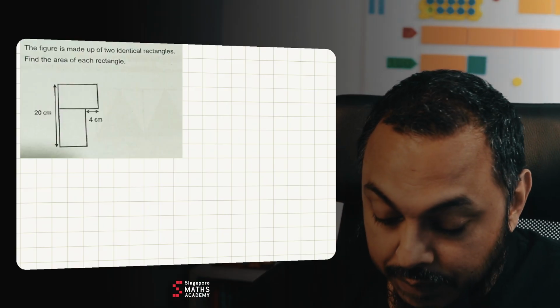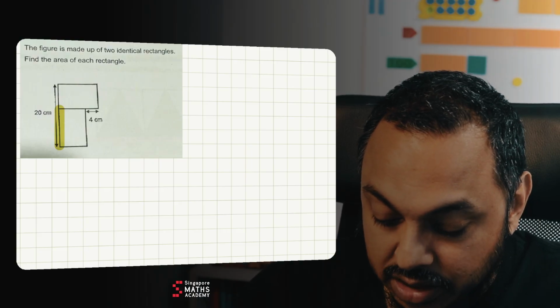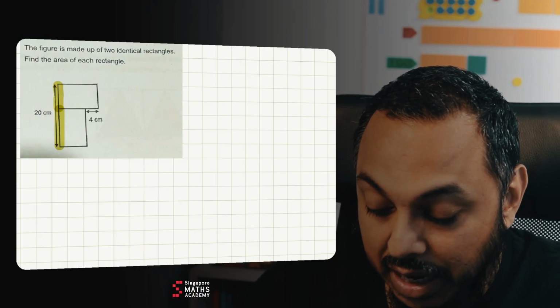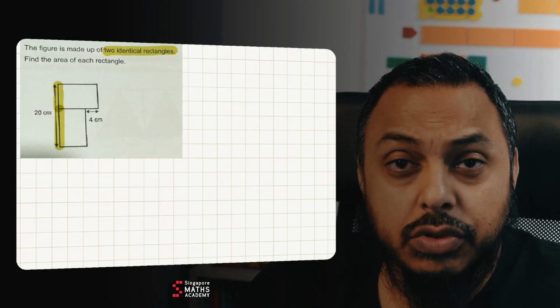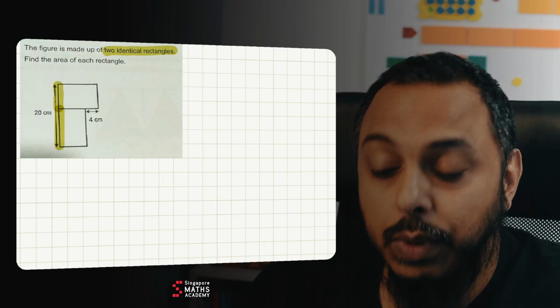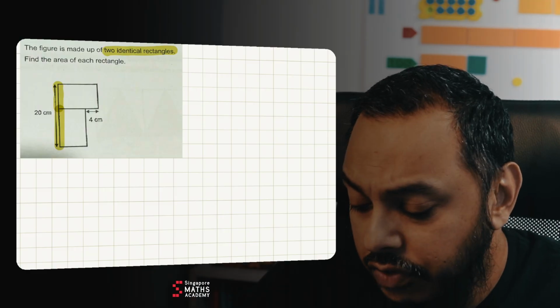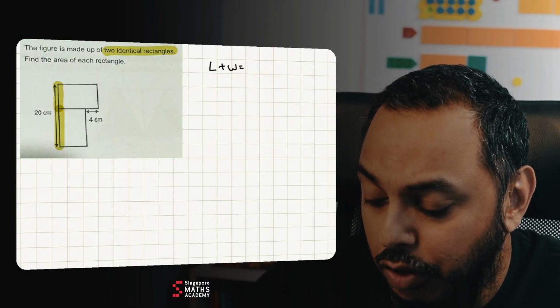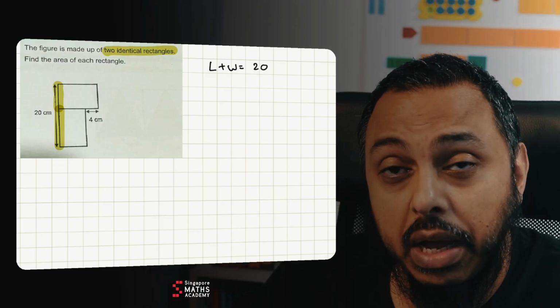We know that the longer length, which is called the length, and the width of these two identical rectangles, the sum of the length and width is 20, right? So let's write that down. Actually, instead of just writing length add width equals 20, that doesn't really do much. Maybe we can use algebra. That might be a possibility.